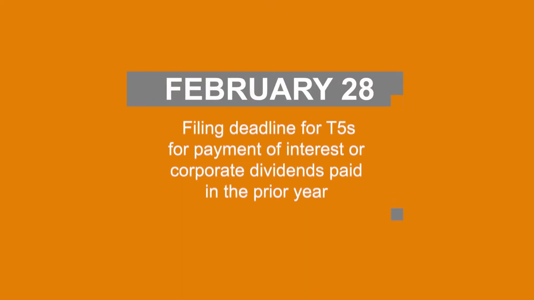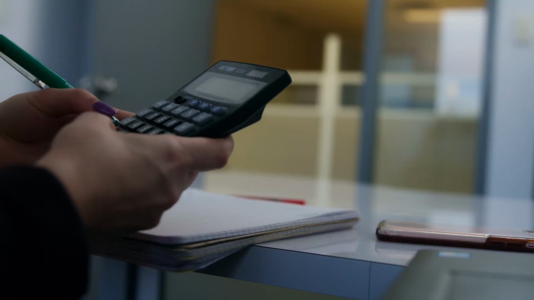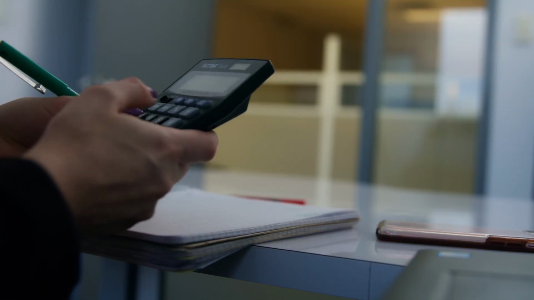February 28th is a deadline for T5s for payment of interest or corporate dividends paid in the prior year. If you are the owner of a company and choose to pay yourself and other shareholders a dividend instead of a salary for tax or other reasons, then you must declare these amounts to the government. This is the link from company to the individual that ensures that all the dividends paid corporately are declared individually.